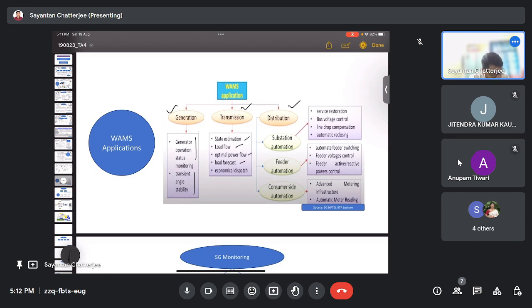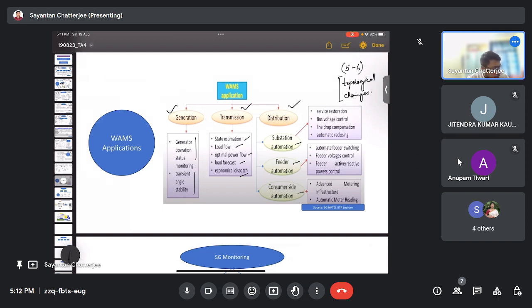optimal power flow, load forecast, and economic load dispatch. Mainly for the distribution part: substation automation, feeder automation, consumer side automation. In the substation automation part, generally it is considered that daily 5 to 6 topological changes occur. And if there is a mal-operation, then the service restoration needs to be performed accurately.